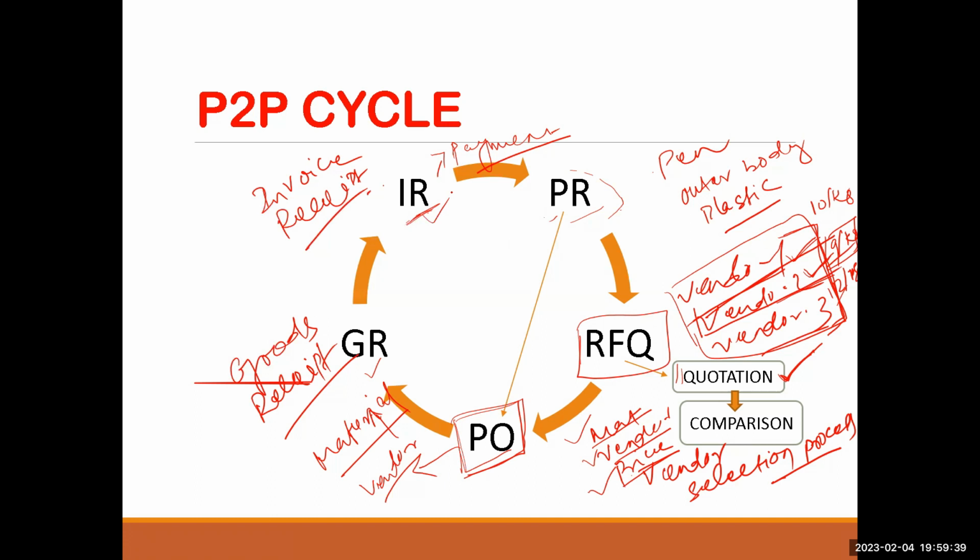Understood this process, or any doubt? Yes, sir. PR, PO, GR, and then IR. Yes, right. So this is the P2P cycle. And again, this is the same cycle for the stock procurement process.